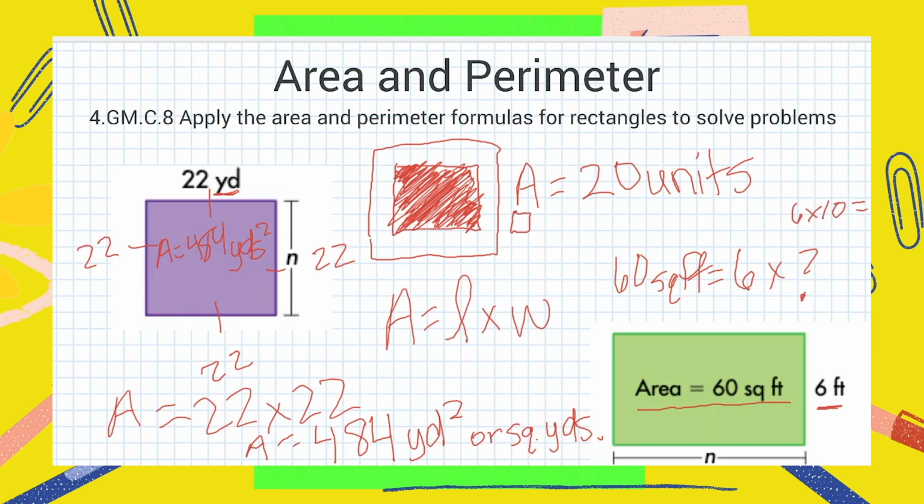So that means the length of this figure, the length of this side, is equal to 10 feet. And I can check that by multiplying the length times the width. 10 times 6 equals 60. Very good. And that checks out with my area.